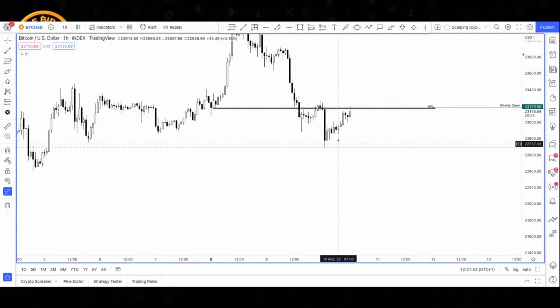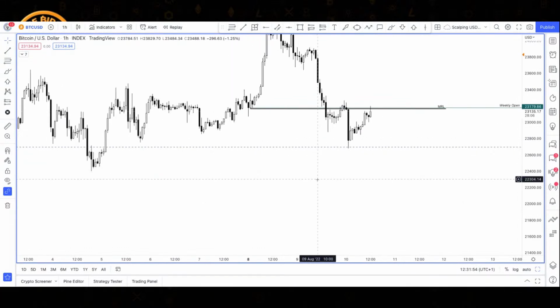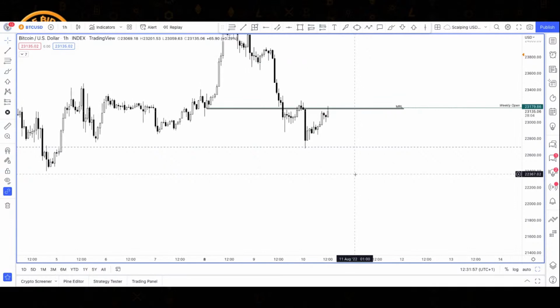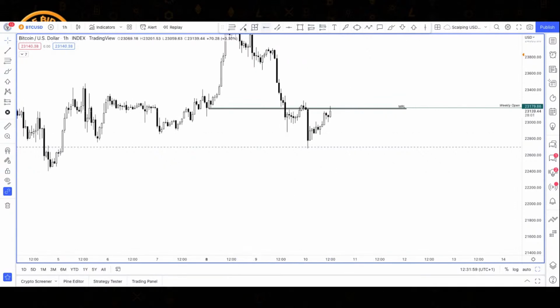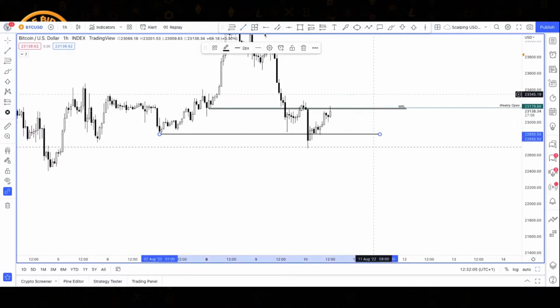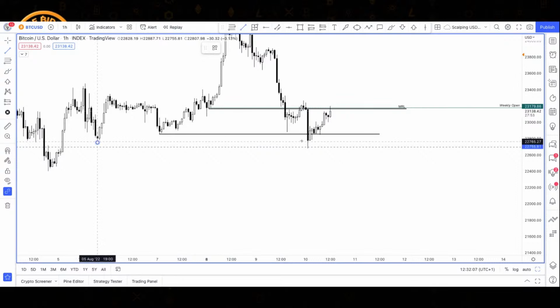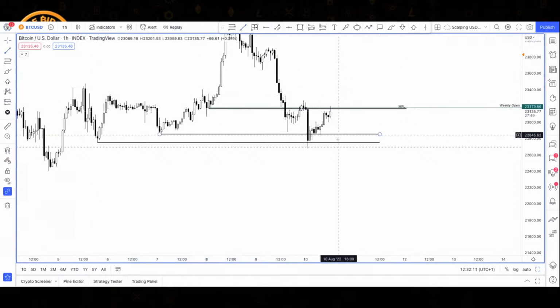And then we get rejected here at the EQ. Remember, this is our midline from our weekly levels. What is worth noting here is as prices come down, it's taken out these lows. We've also taken out these lows, and we've also taken out these lows. Now, that's all adding liquidity for a move to the upside.